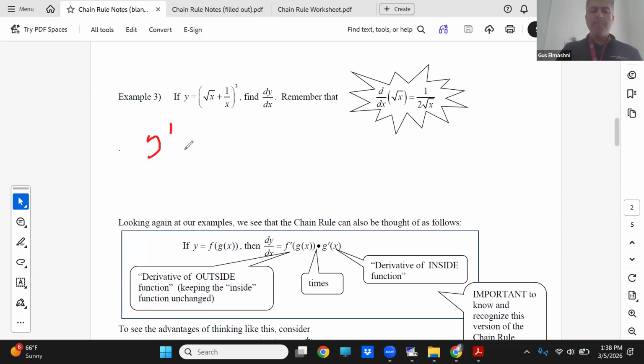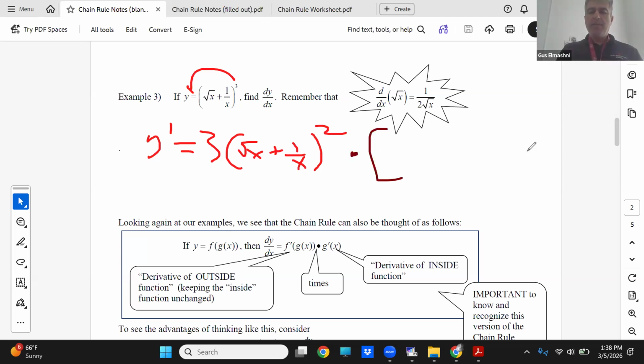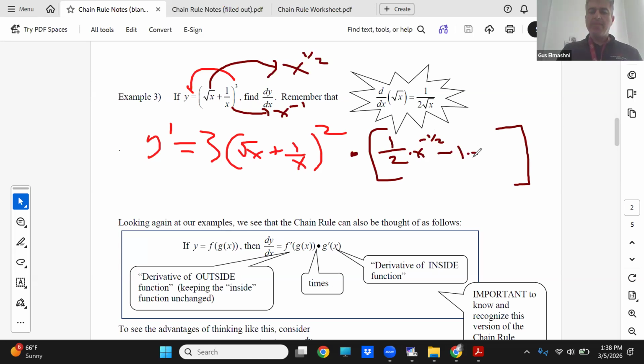Here, y prime. What do I do, guys? Where does the 3 go? Front. Keep the inside intact. Drop the exponent by 1 times. Now I'm color coding, for a bit of contrast. Now, careful here. Root x is x to the half. So that's 1/2 times x to the negative half. And 1 over x is x to the negative 1. So it's negative 1, x to the negative 2.